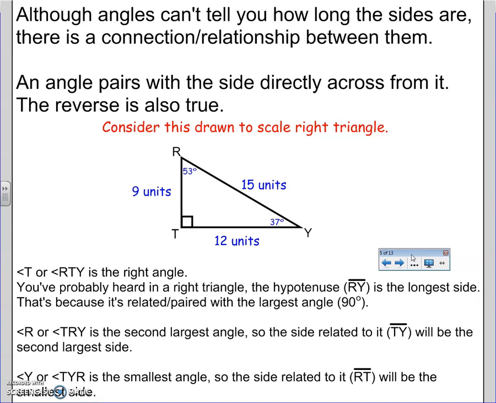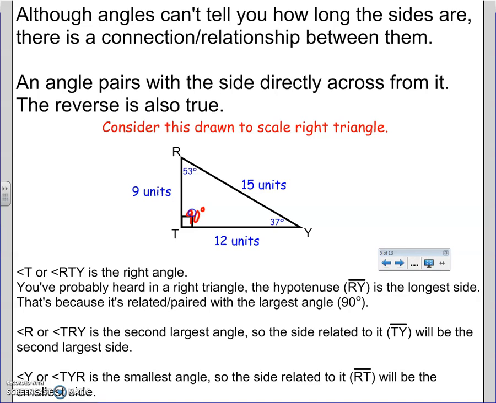All right, we have a 90-degree angle, it's a right triangle right here. It's 90 degrees, so just put the 90 there. 37 degrees for Y, 53 degrees for R. Now notice that angle T, or angle RTY if you use three letters, although T is only one angle here, is a right angle.